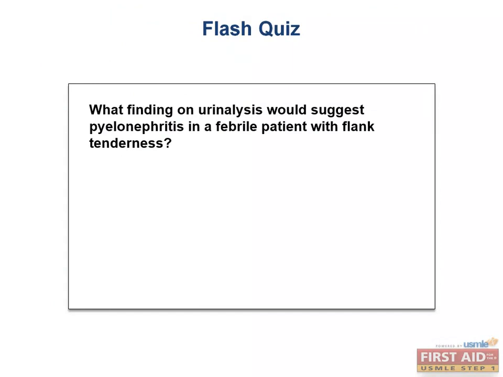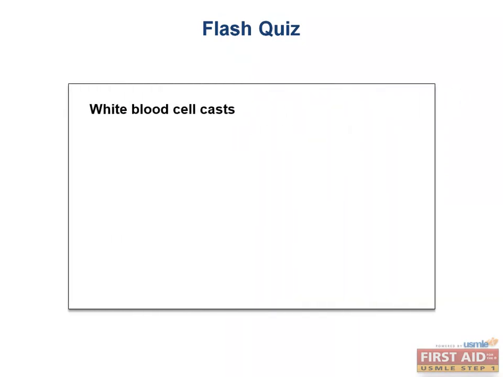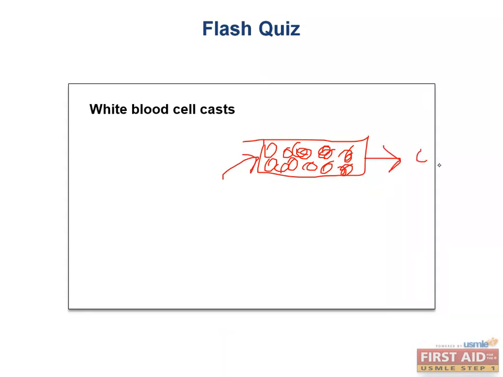Okay, flash quiz. What finding on urinalysis would suggest pyelonephritis in a febrile patient with flank tenderness? The answer is white blood cell casts. Remember what we said. White blood cells will only form casts in the tubules. If there is an infection in the kidney and the cells are able to get into the tubules, then urine will push them out and they'll come out as a cast of the tubule in the urine.